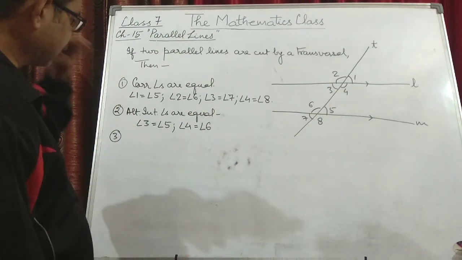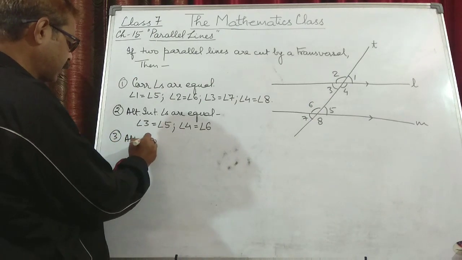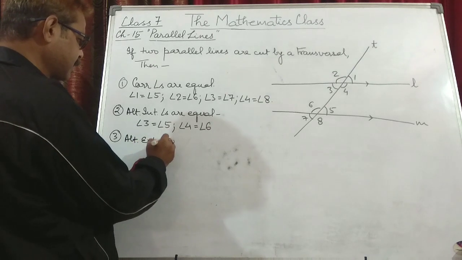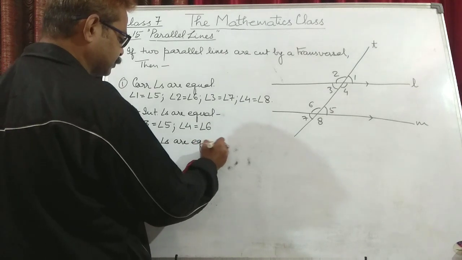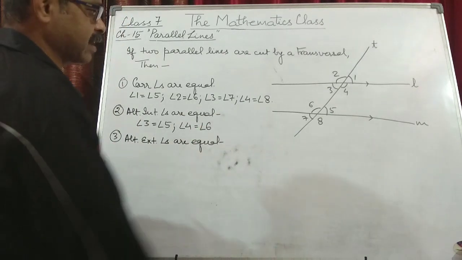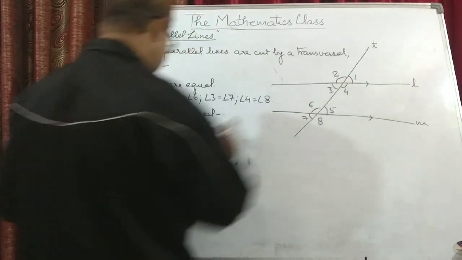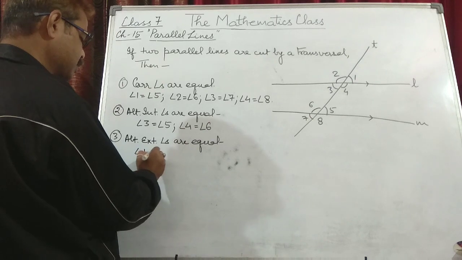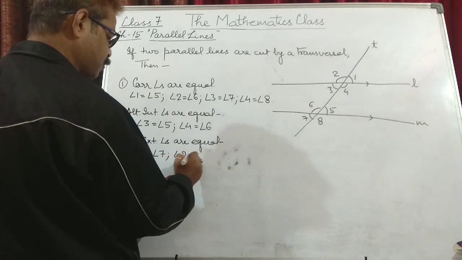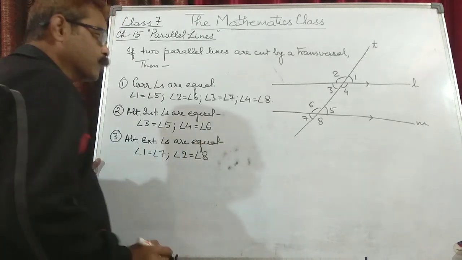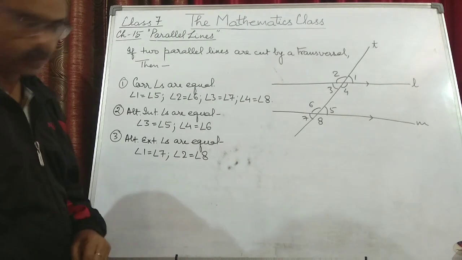Then alternate exterior angles are also equal. Third point is alternate exterior angles are equal. Now alternate exterior angles means 1 and 7 and 2 and 8. So angle 1 is equal to angle 7 and angle 2 is equal to angle 8. Two pairs are formed of alternate exterior angles and they are also equal.